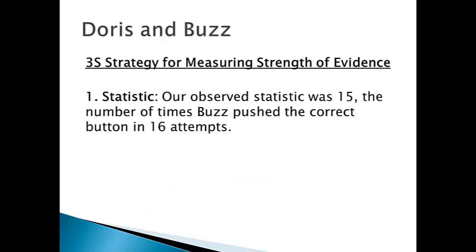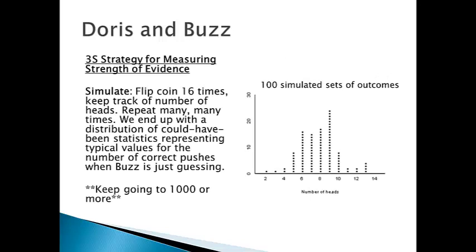First, the statistic. In the Doris and Buzz study, the statistic is 15. That's the number of times Buzz pushed the correct lever in 16 attempts. The second S, simulate. In the Doris and Buzz study, the simulation involves flipping coins.